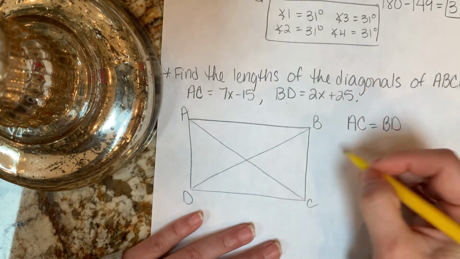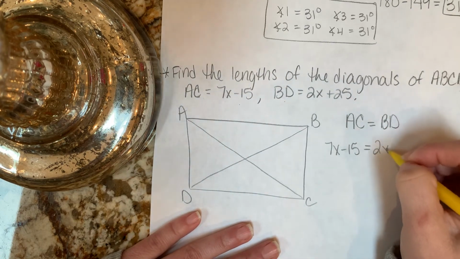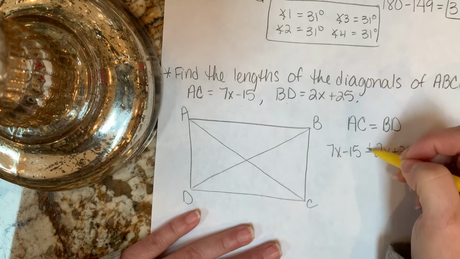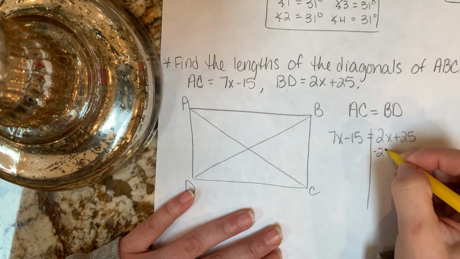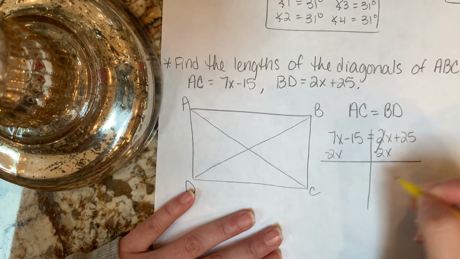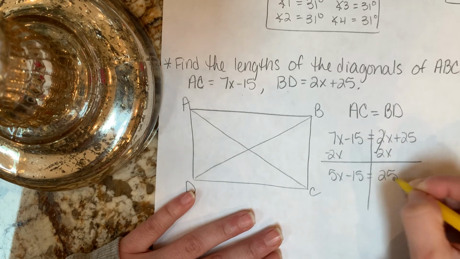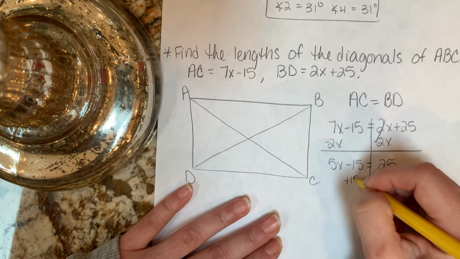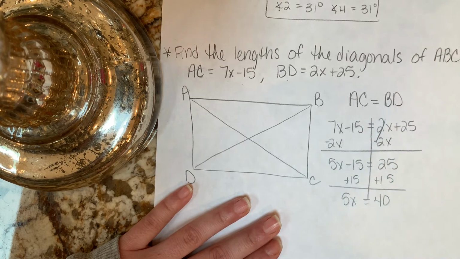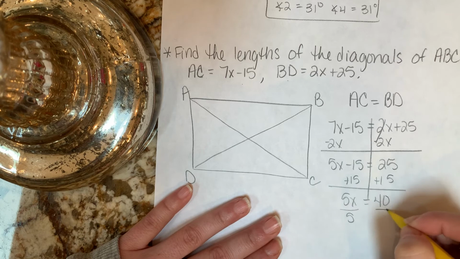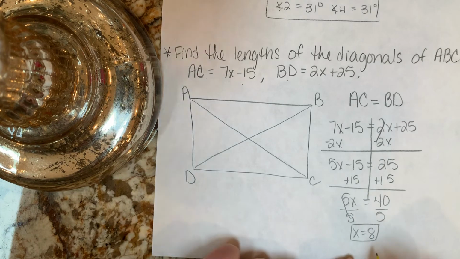What is AC? AC is 7x minus 15. What is BD? 2x plus 25. Now you have a nice algebra equation that you're going to solve for x first. We subtract 2x on both sides, and we get 5x minus 15 equals 25. We add 15 to both sides and get 5x equals 40. Divide by 5 on each side, x equals 8.